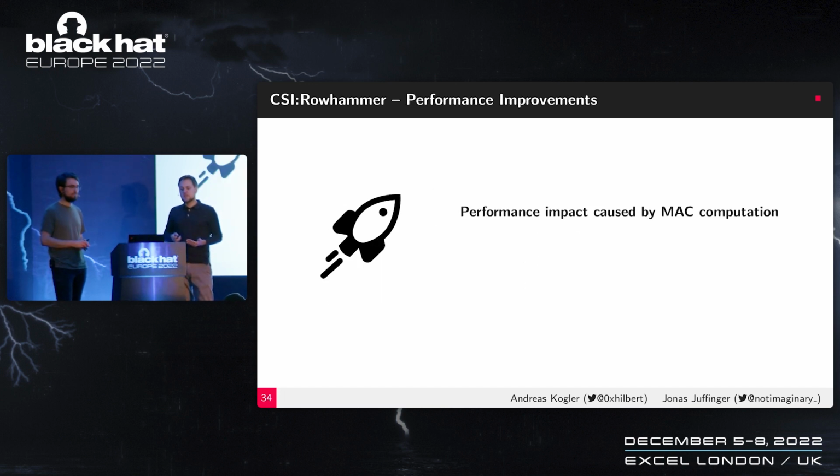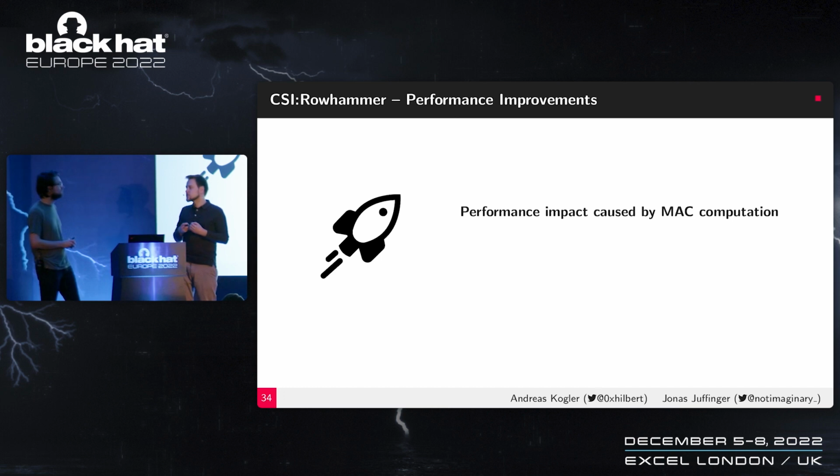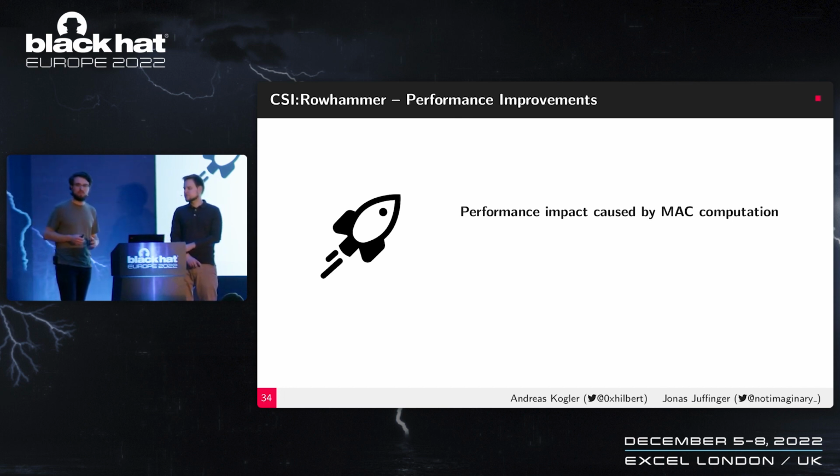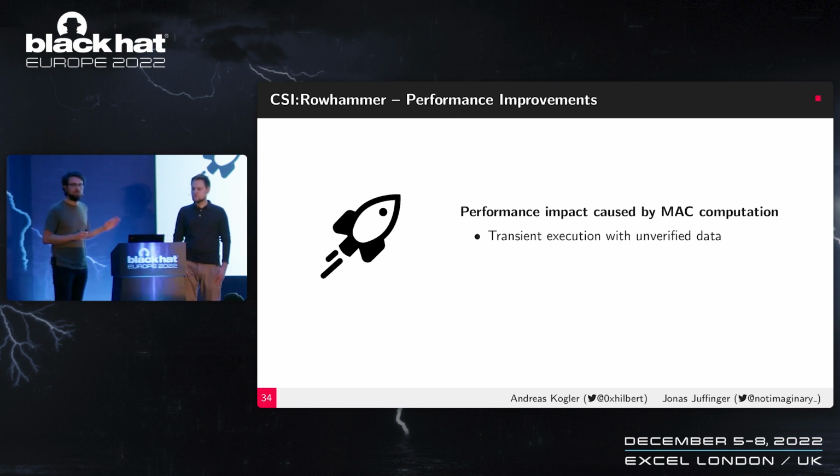And there are a lot of optimizations we could use, also for this Rowhammer mitigation or data corruption mitigation in general, beyond the scope we're currently presenting. The main performance impact of CSI Rowhammer is caused by doing the MAC computation on every memory read and every memory write. We always have to compute the MAC. But the MAC will be true 99.999% of the time. The MAC will be correct and the data will be fine. So we could simply transiently execute with unverified data while the MAC is checked.